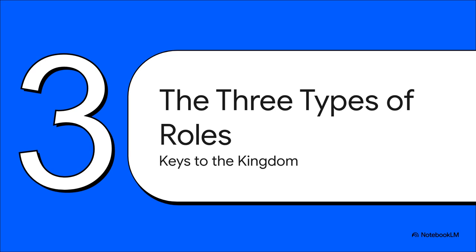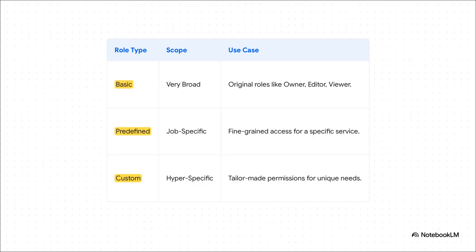Let's dig a little deeper into that can do what part, the roles. If IAM is the security system for our campus, then you can think of roles as all the different kinds of keys you can hand out. And just like with real keys, some of them are master keys that open every single door, while others might only open one specific office. You've basically got 3 main flavors of roles, and they get more and more specific as you go down the list.